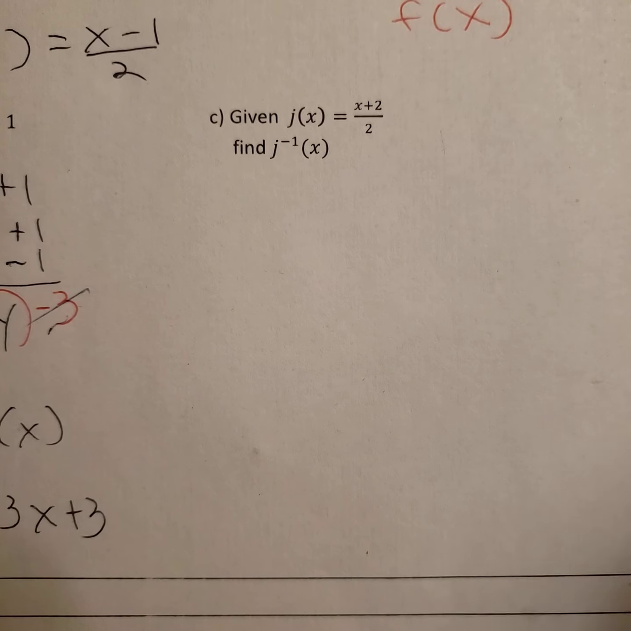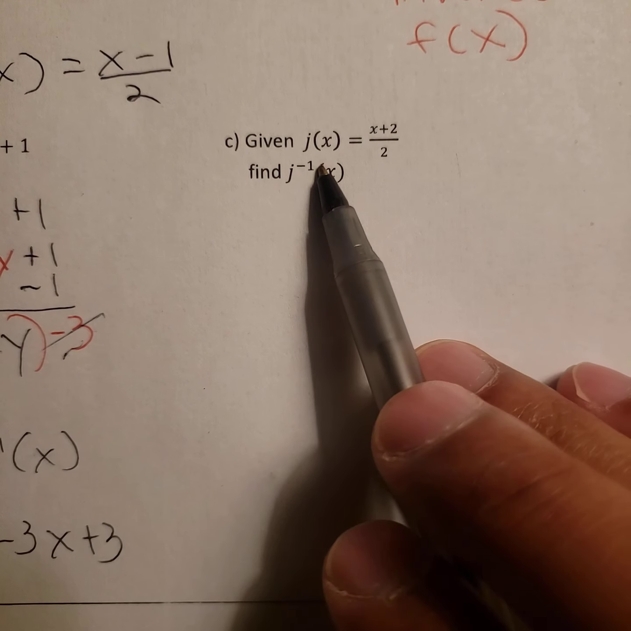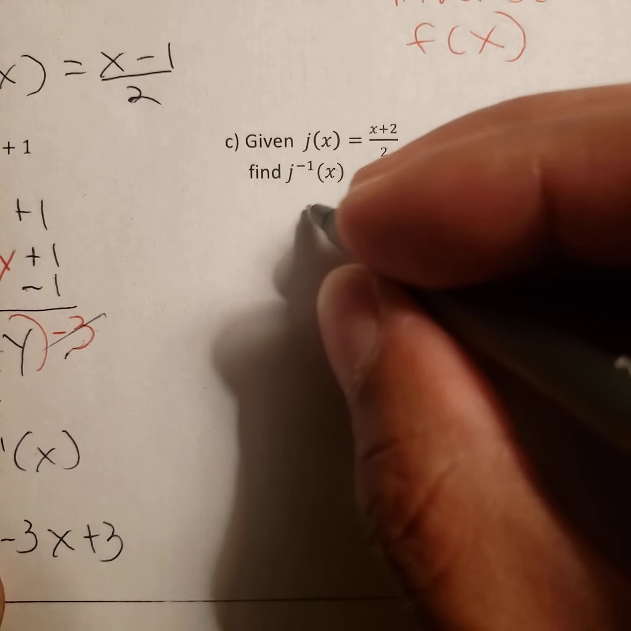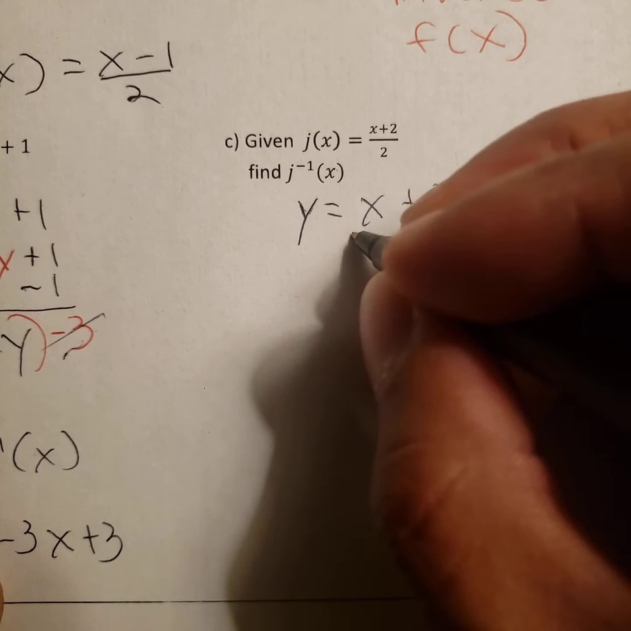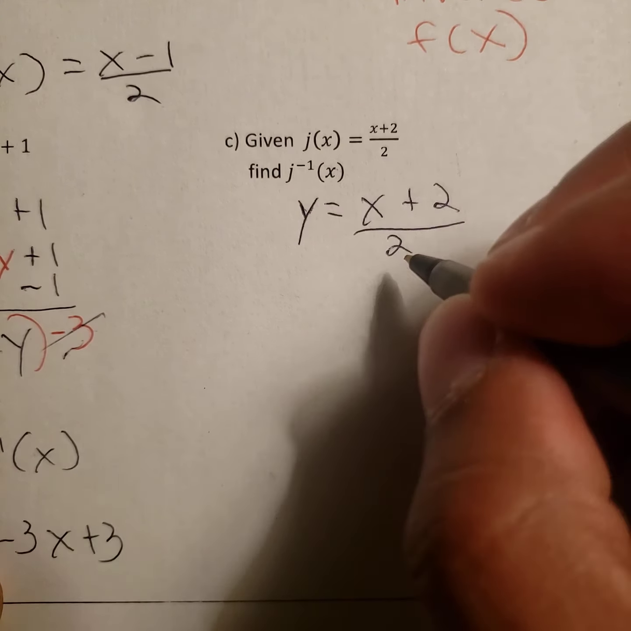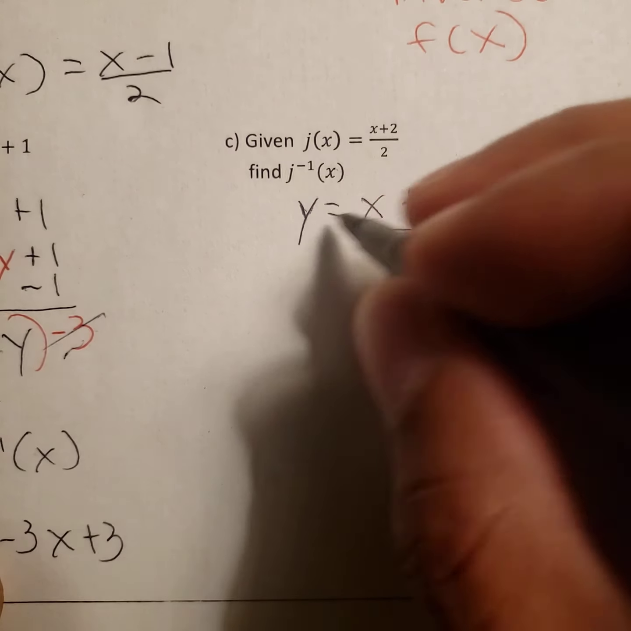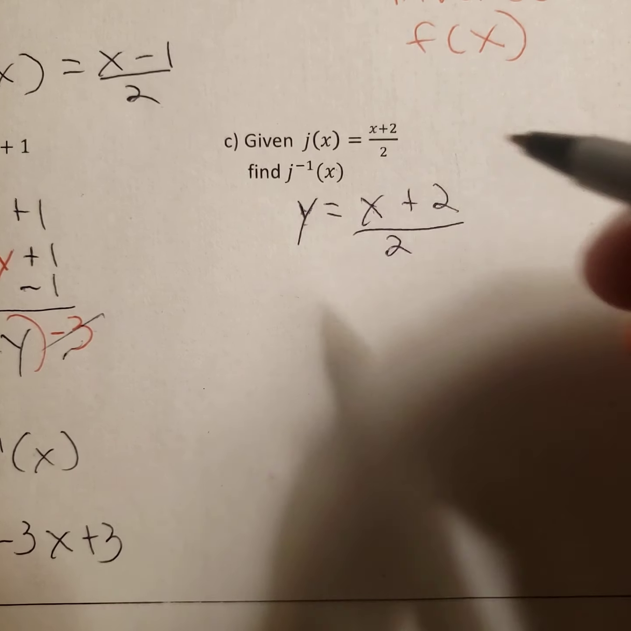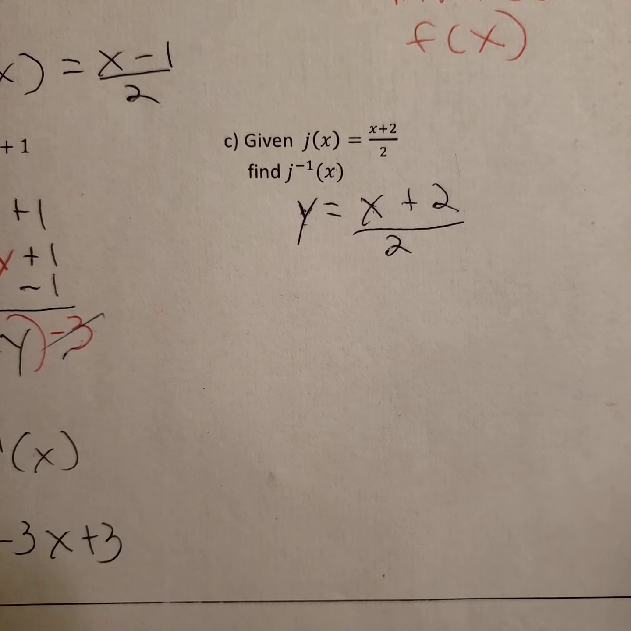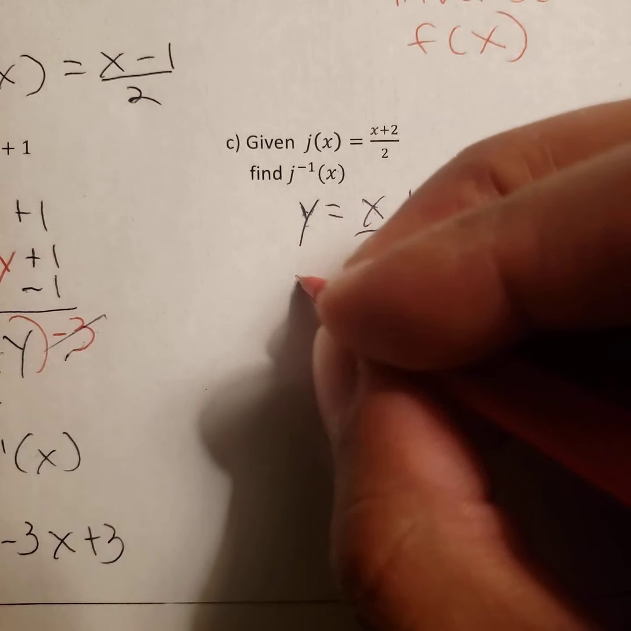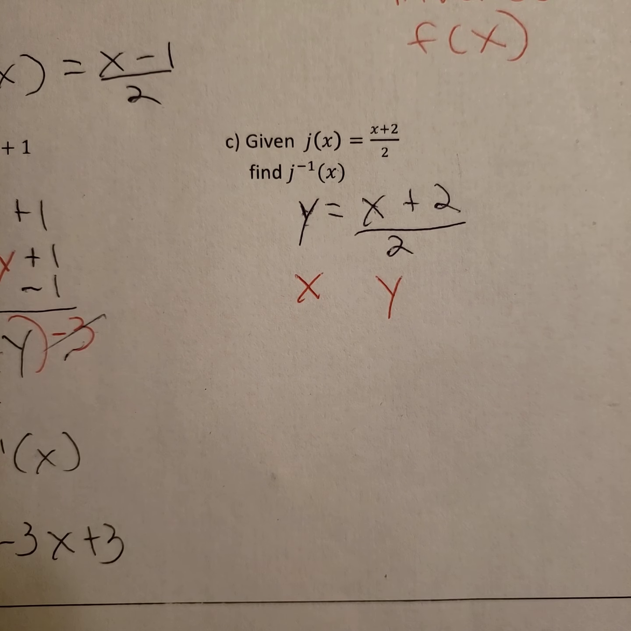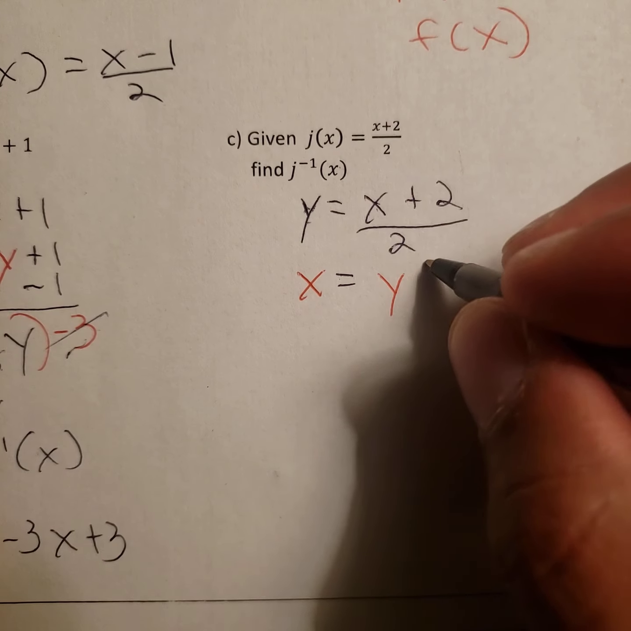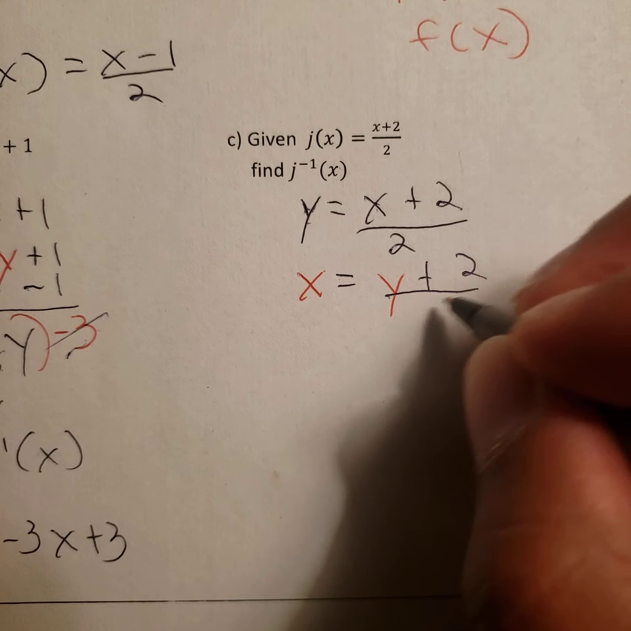All right, so first thing I'm going to do is just switch this j of x with y. So I'm going to make that y. And so I want to get rid of this. Oh, sorry. Step 1, switch x and y. So we want to just swap those. So make this x and that y. So y plus 2 over 2.